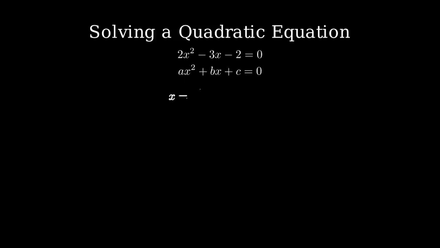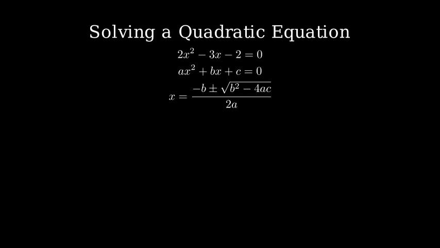Let's solve the quadratic equation 2x squared minus 3x minus 2 equals 0 using the quadratic formula. First, let's recall the quadratic formula. For a quadratic equation in the form ax squared plus bx plus c equals 0, x equals negative b plus or minus the square root of b squared minus 4ac all over 2a.